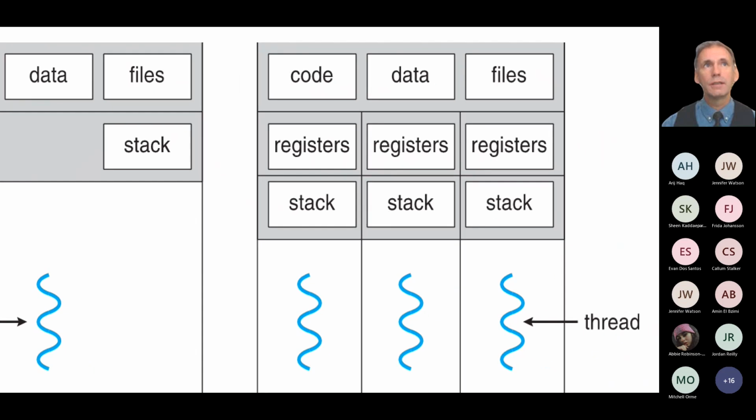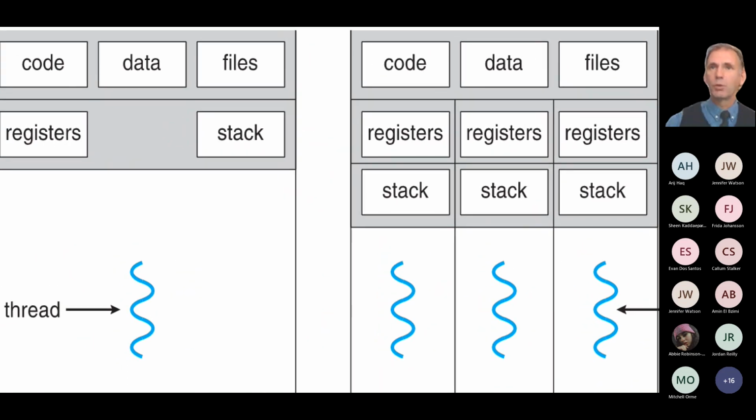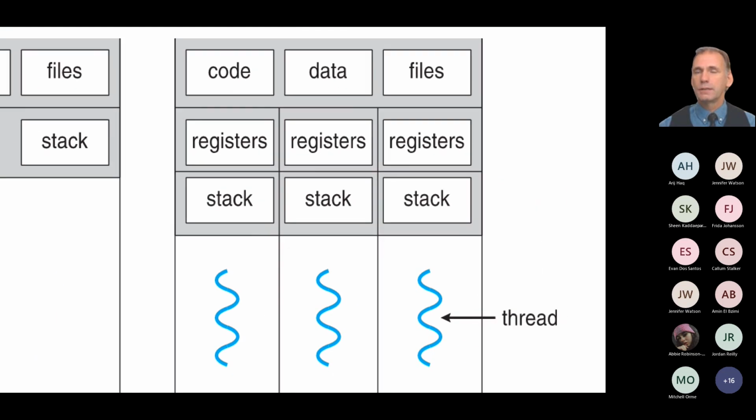What we do with multiple threading is the code, the data, and the files stay the same. So we're using the same code, we're using the same data, we're keeping the same files open. All those big, heavy, resource-heavy things stay the same. What changes is if we set up multiple threads of code to run, we can give them their own set of registers to store some data and their own stacks to store more data. The difference being registers are faster than a stack.